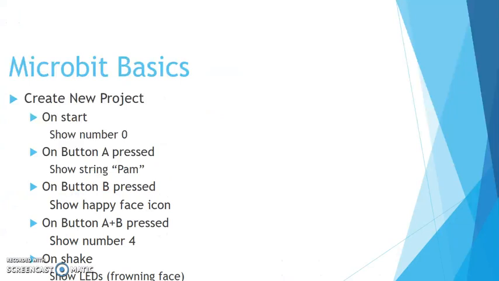So we're now going to create a new project to just cover some of the basics. So we're going to, on start, show the number 0. When the A button is pressed, we're going to show the string Pam. When the B button is pressed, we're going to show the happy face icon. When the A and B buttons are pressed together, we're going to show the number 4. And finally, when we shake, we're going to show LEDs of a frowning face.